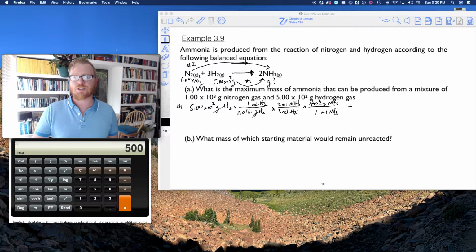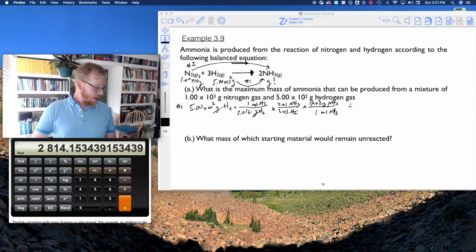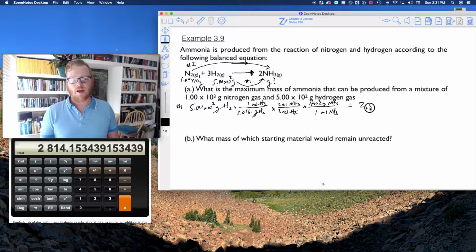So 500 times 1 times 2 times 17.02. 500 times 1 is 500, times 2 is 1,000, times 17.02 is this number, and then divide by 2.016 equals, and then divide by 3 equals. And the way this calculator works, that's 2,814. I want to write that down, 2,814, and I want to do only 3 sig figs.